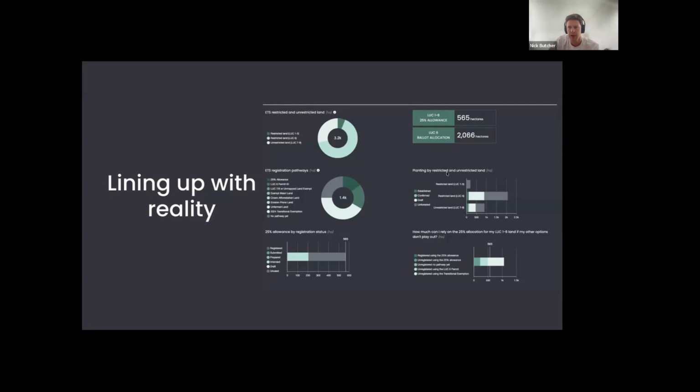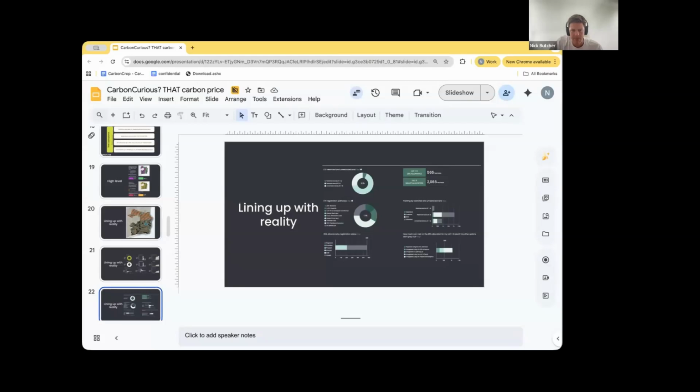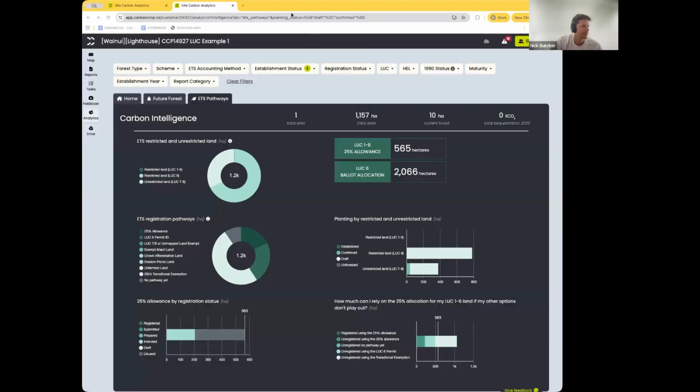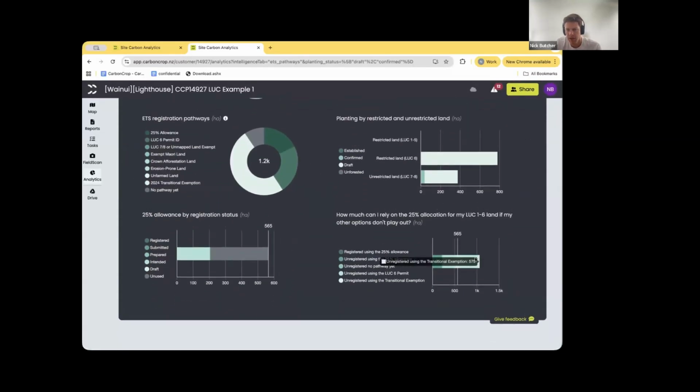I don't know if that'll actually be any better on the other screen. I'll try and change what I'm sharing just so you can see it a bit more easily. So this bottom graph here on the right, yeah, that should be easier to see. This shows, relative to your 25% allowance, what's the result of all of the stuff that you plan to do combined together?